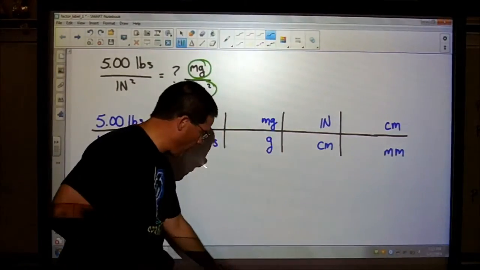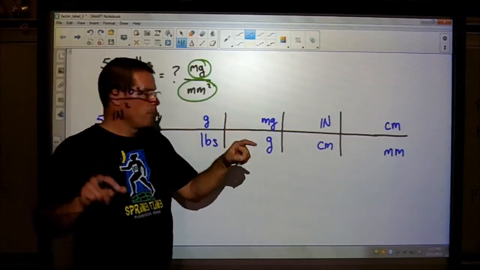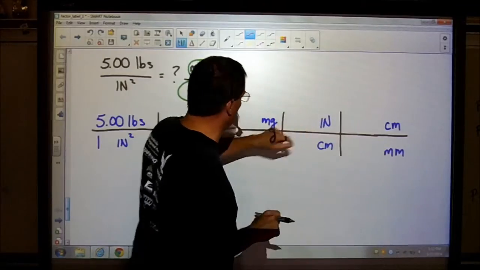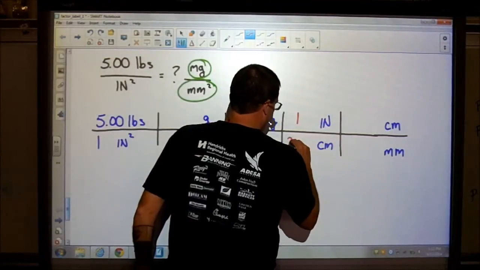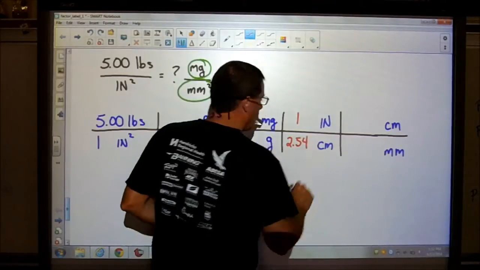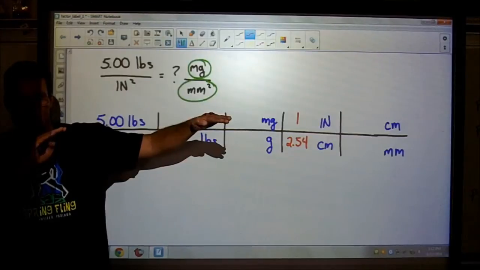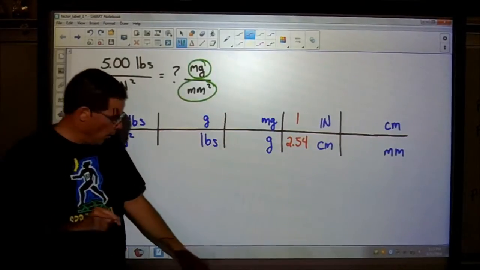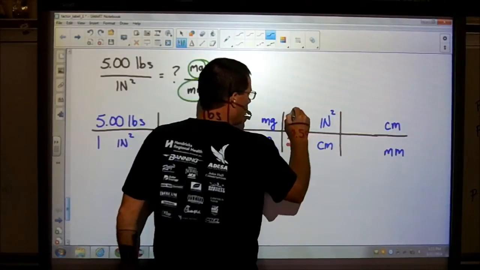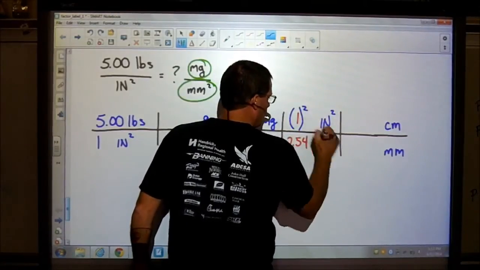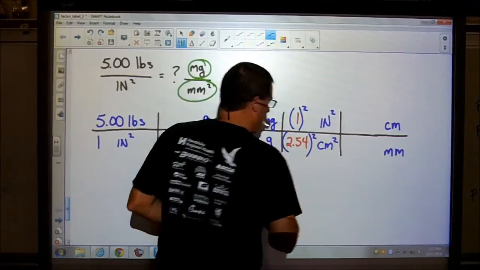But before I do that, let me write down the linear equivalent value. So we know that when we look at an inch and a centimeter, the inch is obviously larger. 1 inch equals 2.54 centimeters. Okay? That is a linear equivalent, or a linear conversion. However, since this is squared, what I need to do is also square these values here. So I'm going to put a square right there.